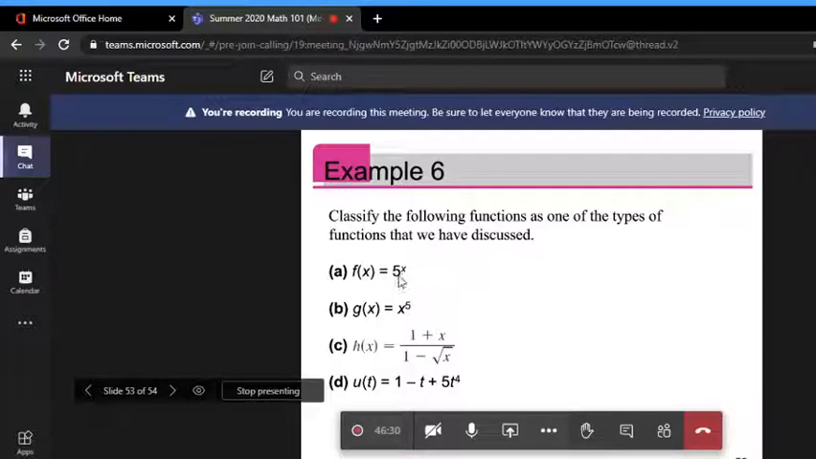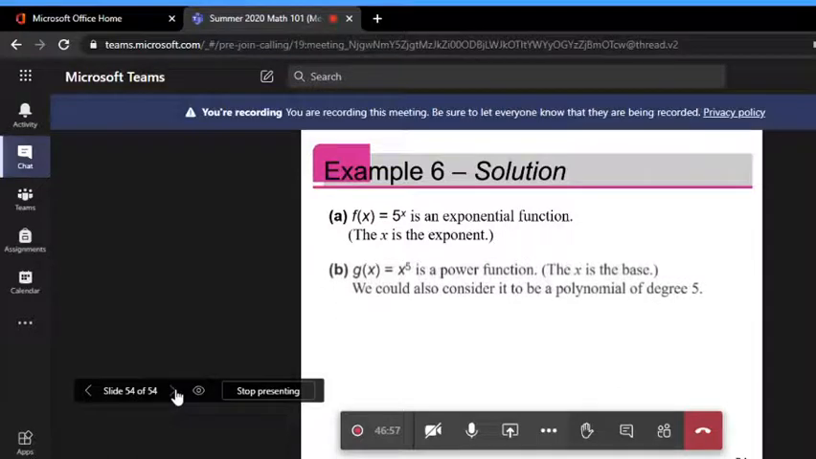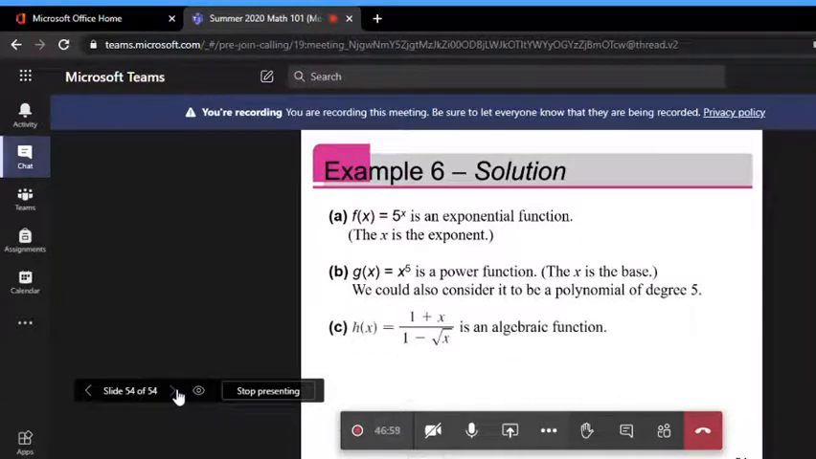Okay. And classify the following functions as one of the types of functions that we have discussed. So this is, the base is a number, the power is an x, so this is an exponential function. G, the base is an x, the power is a number, this is a power function. This is an algebraic function, not a rational function, because for a rational function it has to be polynomial over polynomial. This is not a polynomial. Okay, this is an algebraic function, and this is a polynomial. All right. These are the answers.